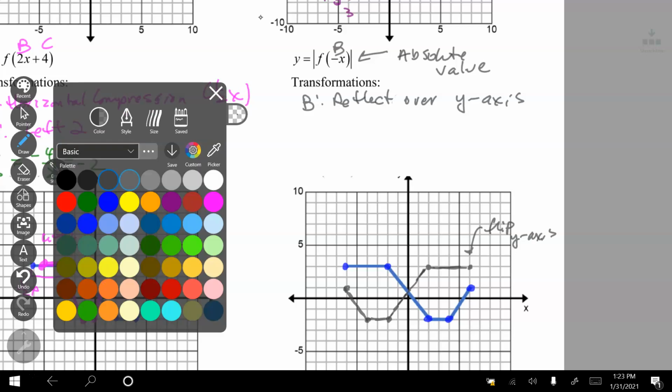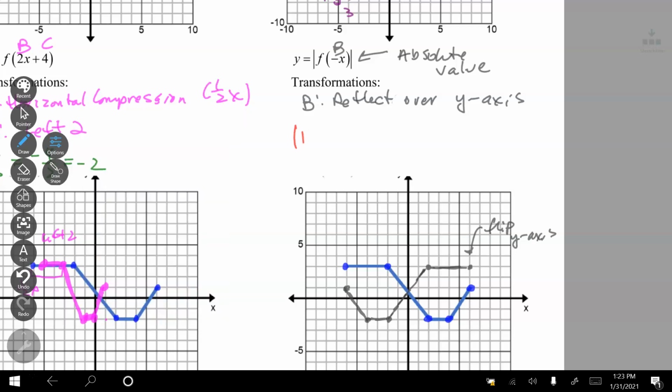But now I have the absolute value part. I'm going to do it in red. The absolute value part. That is, all y's are going to be above the x-axis. So anything that's above the x-axis stays. Anything that's below has got to be flipped up. So this part needs to be flipped up. Needs to be made positive.